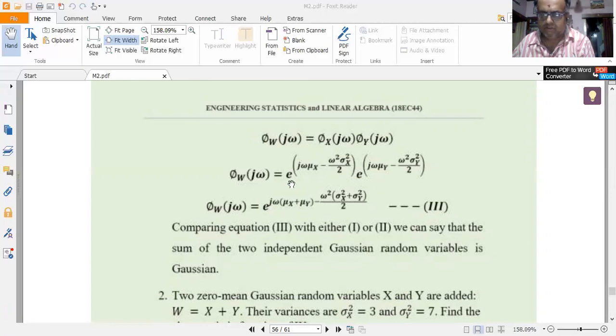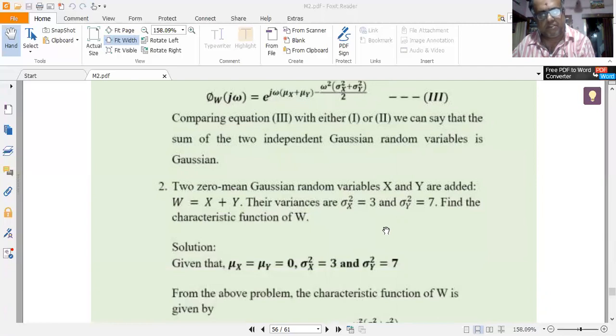Or using the laws of indices, I get phi w of j omega is equal to e to the power of j omega into mu x plus mu y minus omega squared into sigma x squared plus sigma y squared by 2. Call it equation 3. So comparing equation 3 with either 1 or 2, we can say that the sum of the two independent Gaussian random variables is Gaussian, which proves the given question.